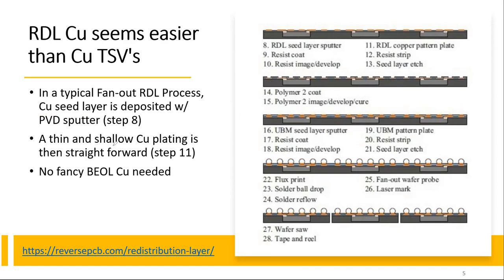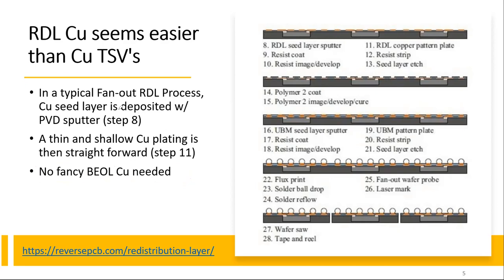And then a thin and shallow copper plating is put on top. That's in step 11, all right? You put the seed there and then you pattern it. Now you put the RDL copper on top. This is what we are interested in. These are pretty much straightforward, because it's a very thin layer, and the technology today can handle that pretty easily. So there's no fancy back end of line copper needed, which we're going to talk about later. Back end of line copper is what we use in silicon CMOS formation at the back end of the line, with a lot of metal lines, which are mostly all copper.